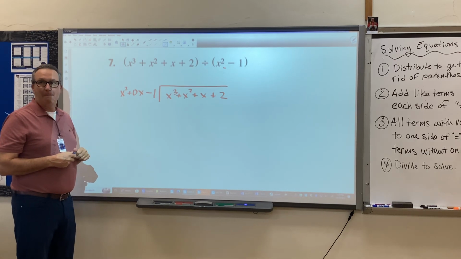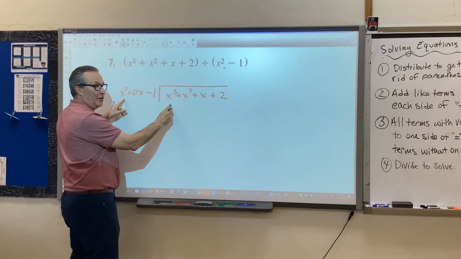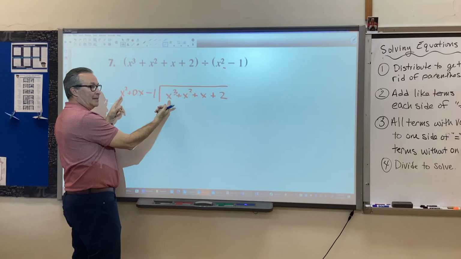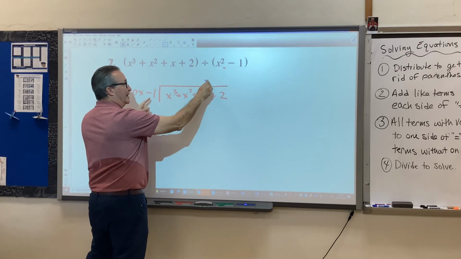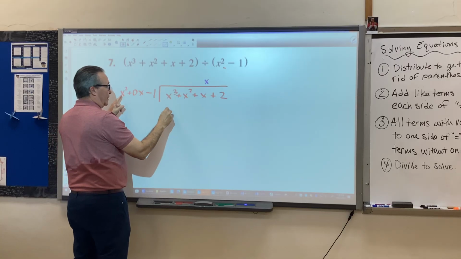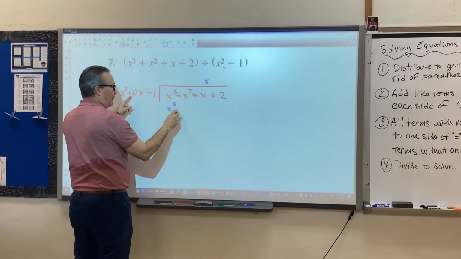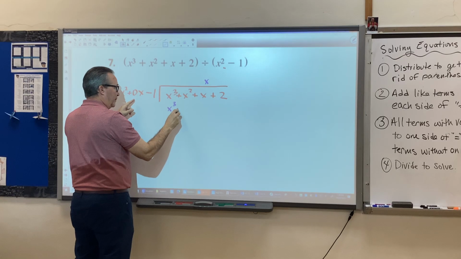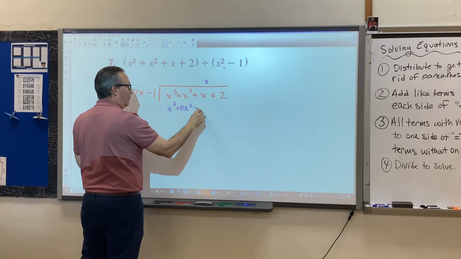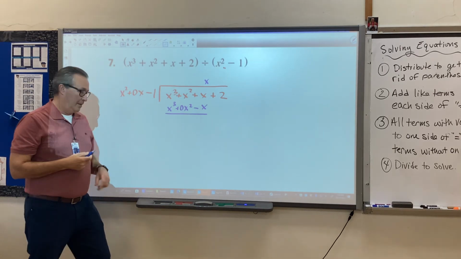So what do I do first? You have to multiply by x. Yeah, x squared times x is x to the third. So you look at these two things. What do you multiply this by to get this? And that's x. So you put an x in the x column, right? X times x squared is x to the third. X times 0x is 0x squared. And x times negative 1 is negative 1x.